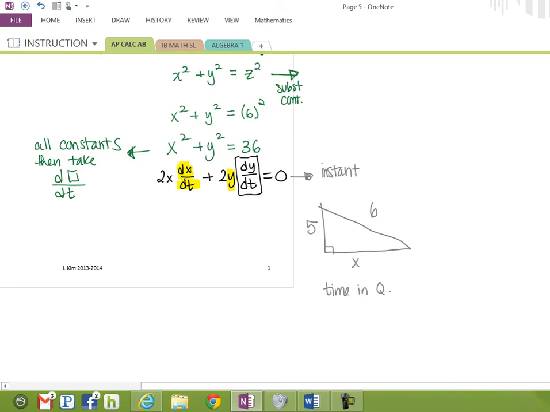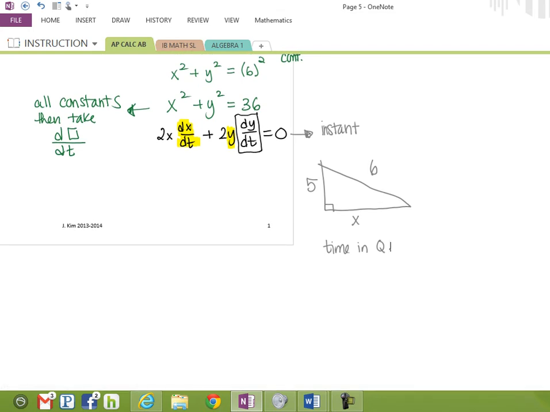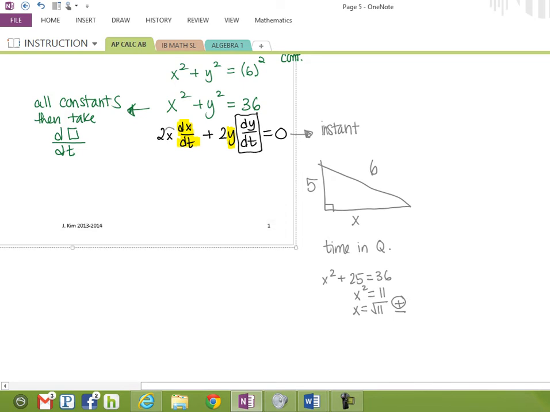So obviously I can find x by using the Pythagorean theorem. So we get that x squared plus 25 is equal to 36. x squared is equal to 11, therefore x is equal to the square root of 11. It would be plus or minus, but since it's a real world problem, I'm going to use the positive. So what do we end up with? We end up with x equals root 11, that value we had to find. We found it at the instant when y was 5.